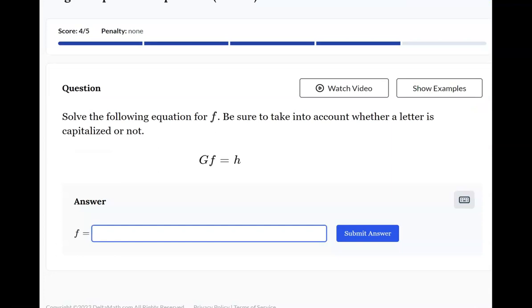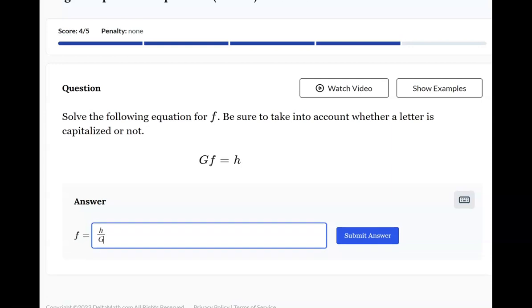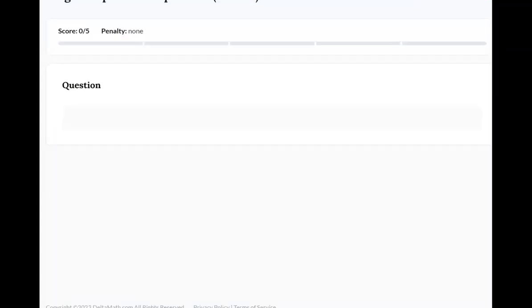Solve the following equation for f. Well, f is multiplying capital G. So this time, I'm going to divide by capital G. So f is equal to h divided by capital G. Let's take a look at the next lesson.